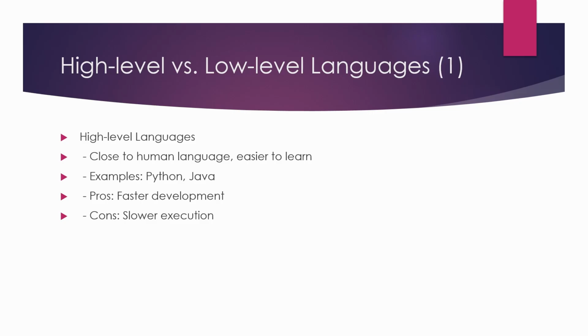Now let's look at the difference between high-level and low-level languages. High-level languages are designed to be closer to human language, making them easier to learn and use. Examples include Python and Java. They allow for faster development but often sacrifice execution speed compared to low-level languages.